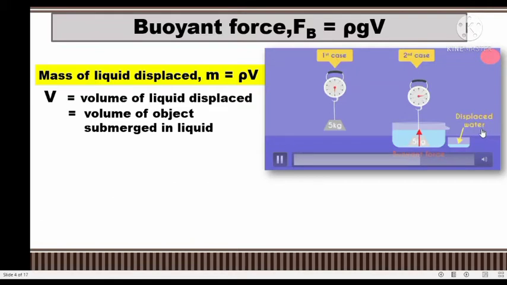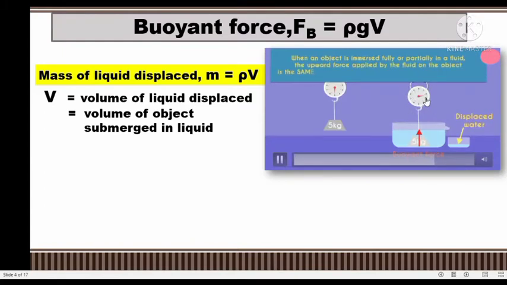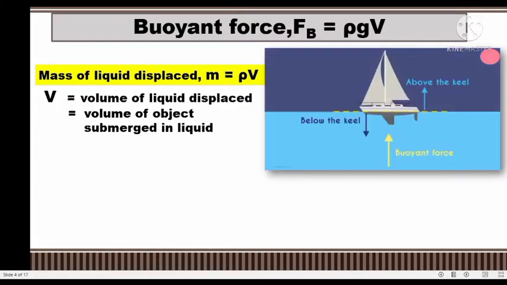The weight of the water displaced in the beaker is equal to the buoyant force. According to Archimedes' Principle, when an object is immersed fully or partially in a fluid, the upward force applied by the fluid on the object is the same as the weight of fluid displaced by the object.